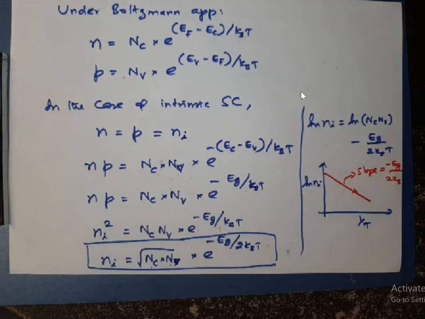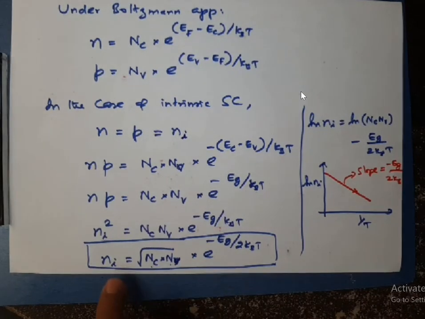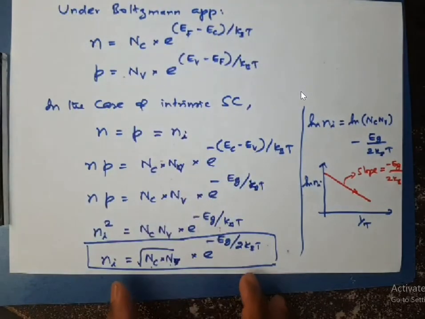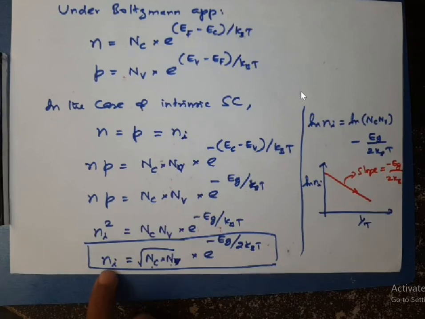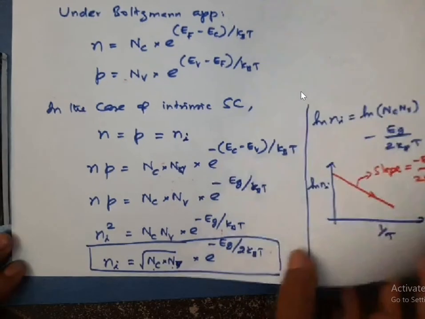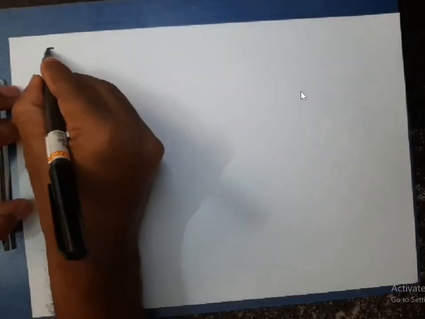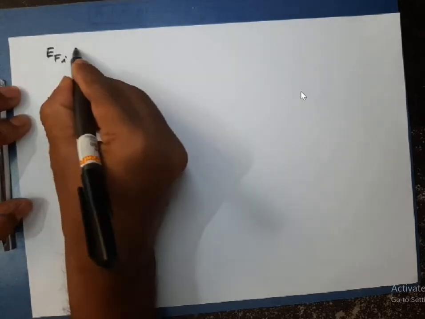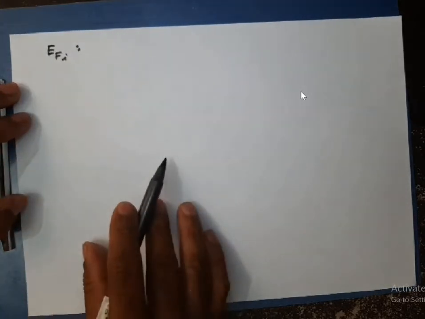So I have introduced the way to calculate the value of Ni under the Boltzmann approximation. Intrinsic concentration equals the square root of Nc into Nv into e power minus Eg by 2 kBT, right? Then the next one, which is very, very important: how to calculate the Fermi energy for the intrinsic semiconductor. I'll put EFi, which means the Fermi energy for the intrinsic semiconductor.